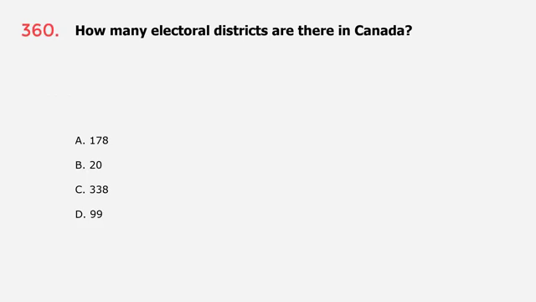Question 360. How many electoral districts are there in Canada? A. 178. B. 20. C. 338. D. 99. The answer is C. 338.